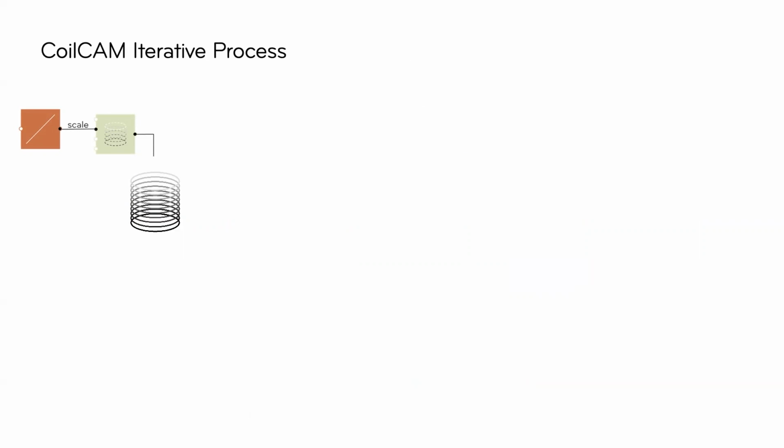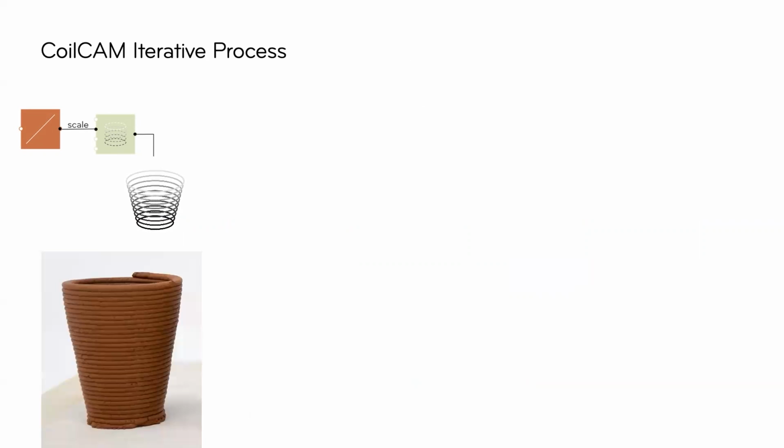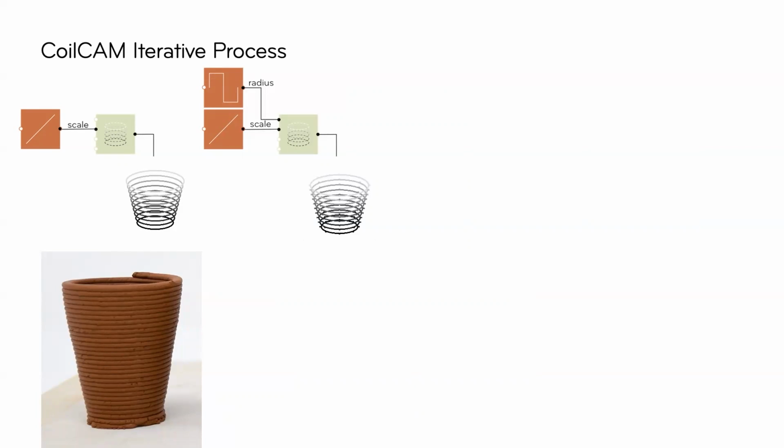I will walk you through the making of the texture cup presented in figure 11 of our paper. We first start with a linear function operator on the scale parameter of the toolpath unit generator. This creates a flared cup shape. To create protrusion on the surface of the cup, we added a square function operator on the radius shaping parameter of the toolpath unit generator.